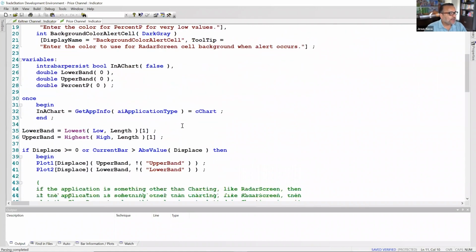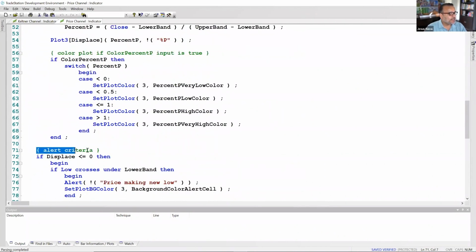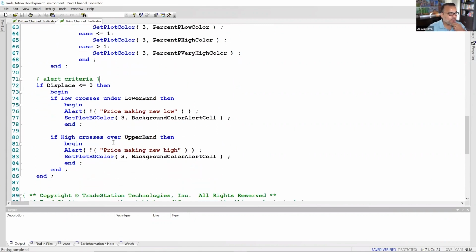I'm going to scroll down to a section that is titled alert criteria right here on line 71. Most of the indicators that are supplied with TradeStation follow this easy language structure. So you can easily just scroll towards the bottom. I'm not going to say all the way to the bottom, but towards the bottom of the code, and we're going to have a section labeled alert criteria that tells you what is the signal being generated on this indicator if you were to turn on the alert.